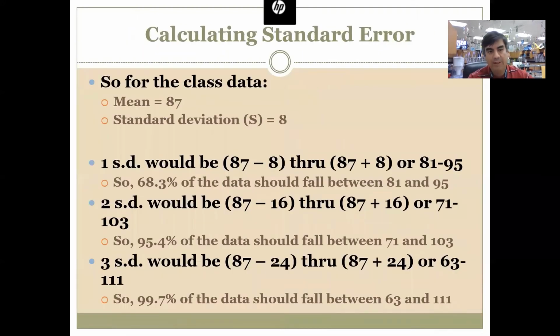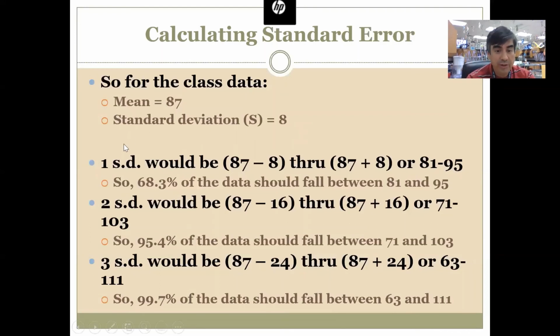Okay, well, let's go back. Guys, the mean for our grades for this exam was an 87 of our sample size. So the mean was 87. Our standard deviation was 8. So that tells us that at one standard deviation, plus or minus 8 from the mean of 87, is where 68% of our population, or 68% of my students, would fall within that range.